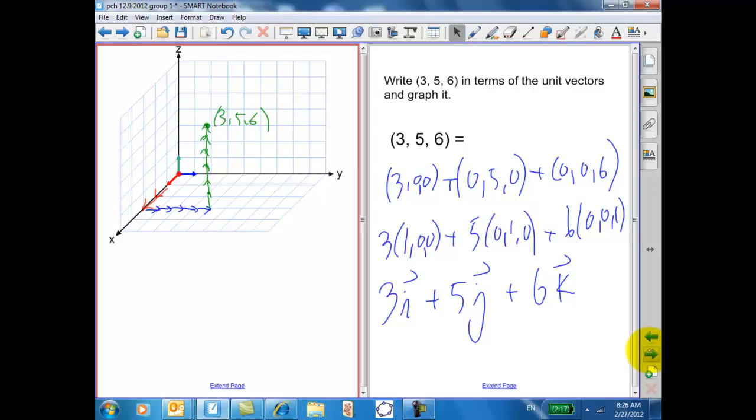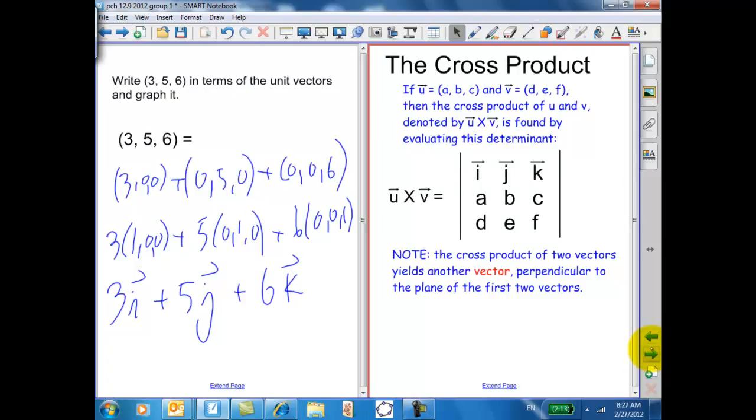That's that first technique we talked about, how you could locate a point by sort of going along in the X direction, Y direction, Z direction. You could also put it in your box again if you want to do that. But this is showing the vector 3, 5, 6 as a sum of scalar multiples of all the unit vectors. They're called unit vectors because they're one long, the unit that you're using on your axes. Okay, so now here's the cross product.